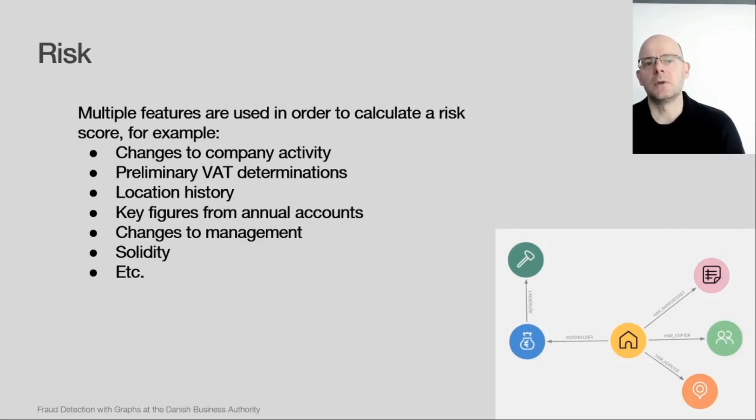So the first model we've built that really utilizes the graph is our ability to use multiple features in order to calculate a risk. And such features can be the activity level of a company. How many times does management change? How many times do you change the address? What's the nature of the address you change to or from? And a lot of other bits of information that individually are not really significant.